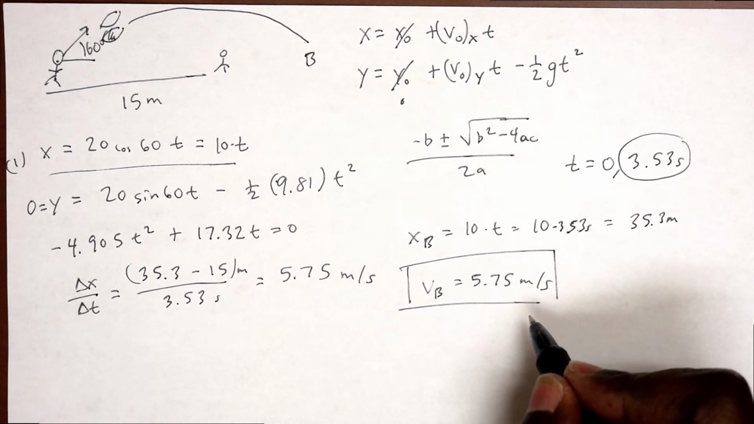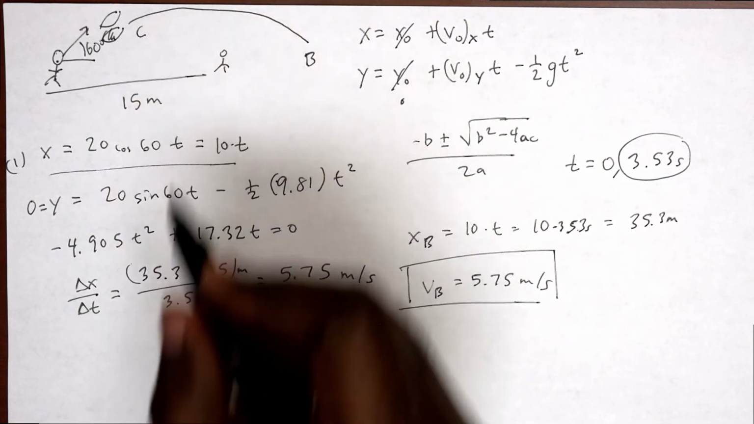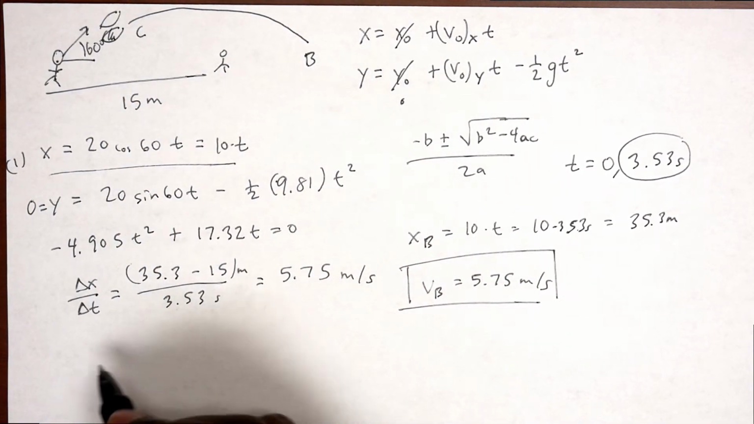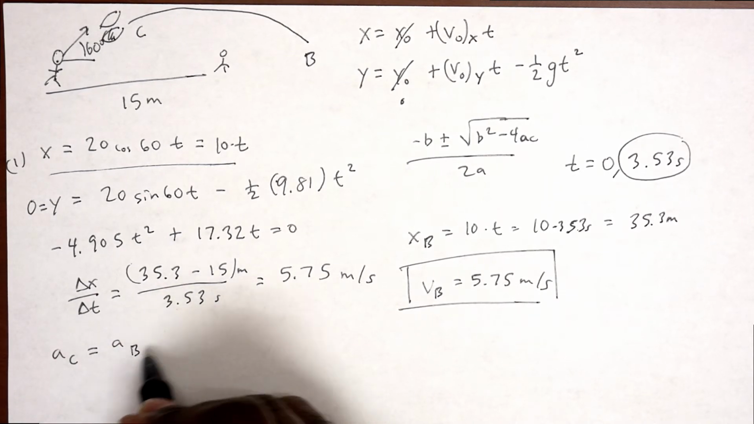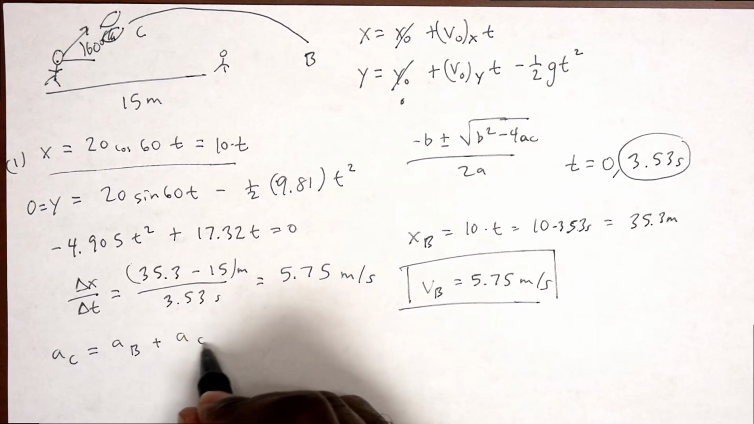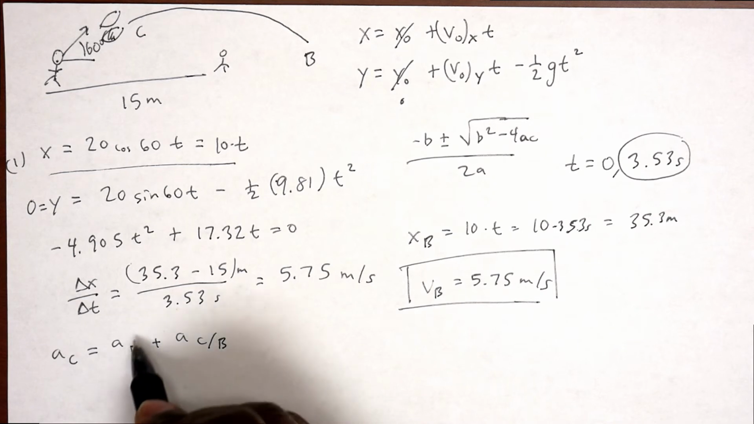The second part is we want to know what is the relative acceleration of the football with respect to the player. And so our football we'll call C. And so that relative acceleration equation would be A of C is equal to A of B plus A of C with respect to B. Okay? And so if we look at this, the acceleration of B is 0 because the problem tells us that the velocity of B would be constant. Okay? So we know this is 0.